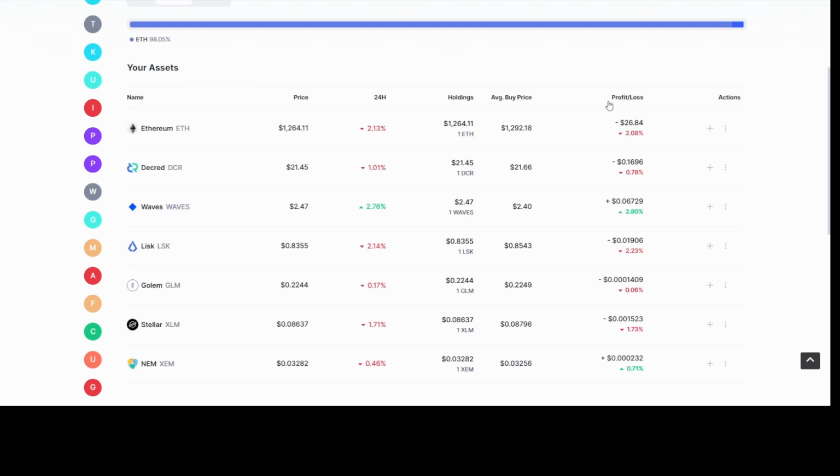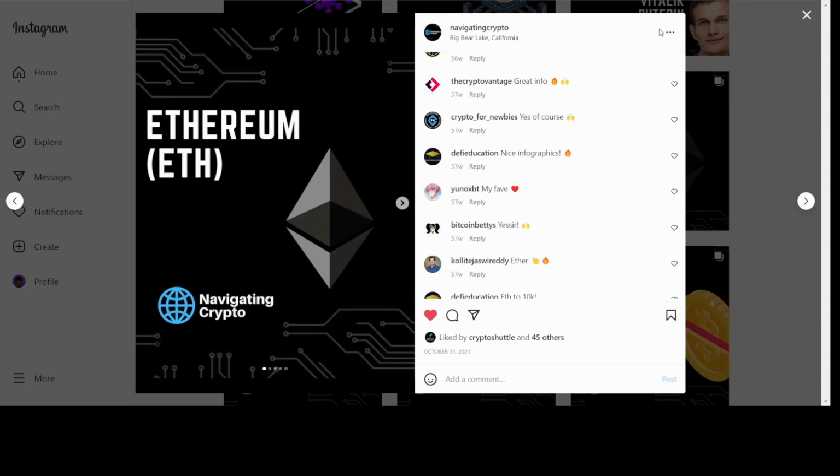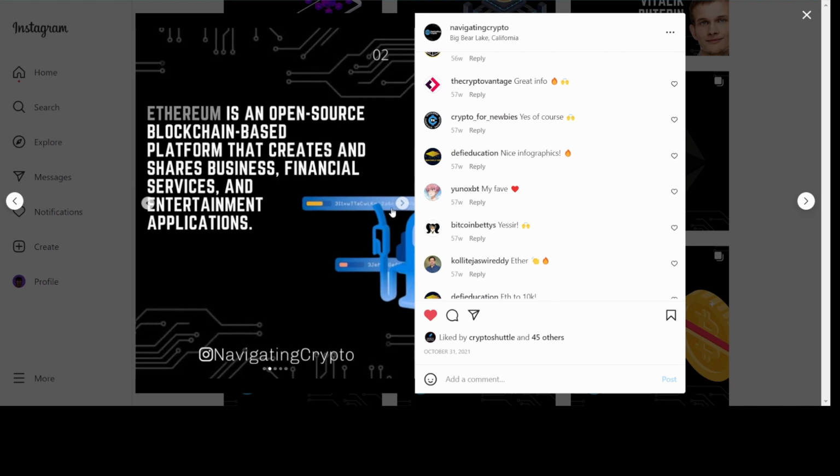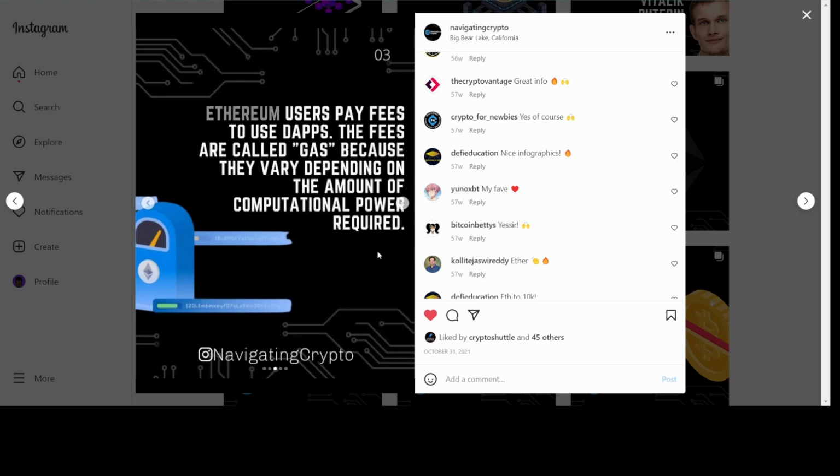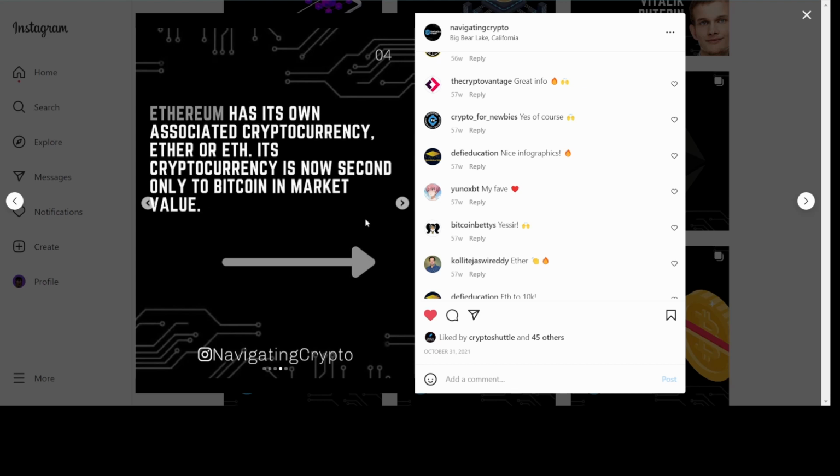So now we have generation 2, and the main project is Ethereum, which really introduced smart contracts, Web3, and DeFi. So getting into Ethereum, Ethereum is an open source, blockchain-based platform that creates and shares business, financial services, and also entertainment applications. Ethereum users pay fees to use decentralized applications, and these fees are called gas. And depending on how big the transactions are, depends on the fees. Ethereum has its own currency, which is called Ether or ETH. And at the time of this recording, it's the second highest rated cryptocurrency network behind Bitcoin.